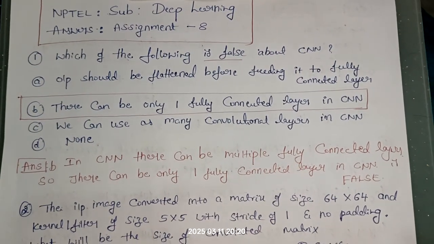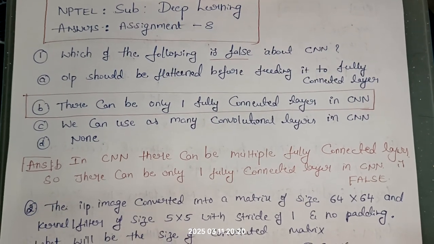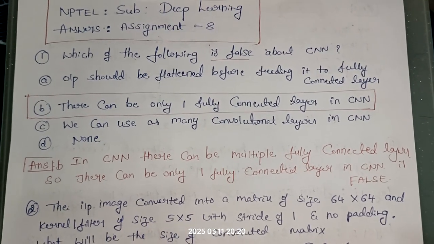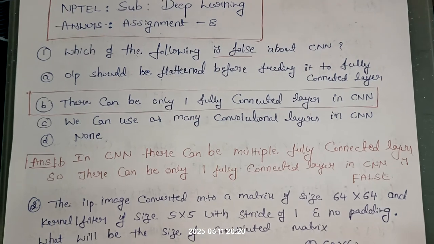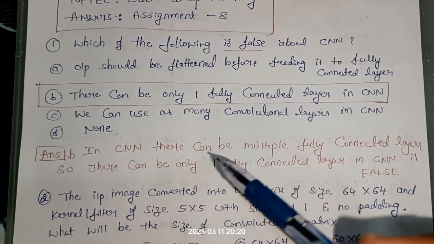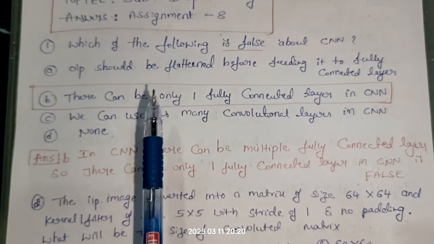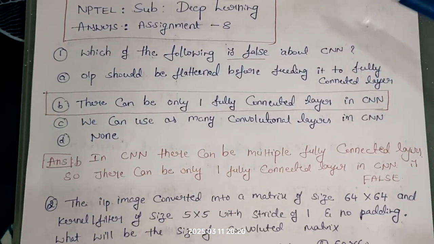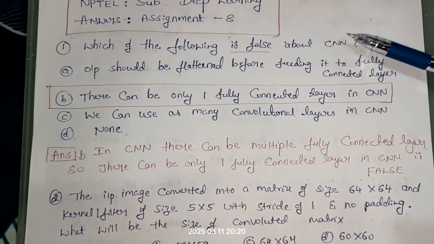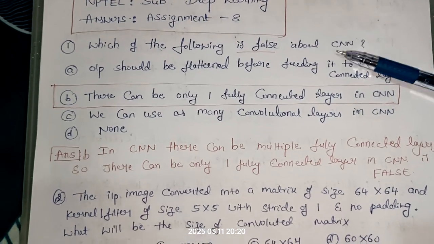So in this video, we are going to see the NPTEL course Deep Learning assignment answers, assignment number 8 answers. We'll see them one by one. Here you will get the explanation for all the answers. So stay tuned. First one, which of the following is false about convolutional neural network?